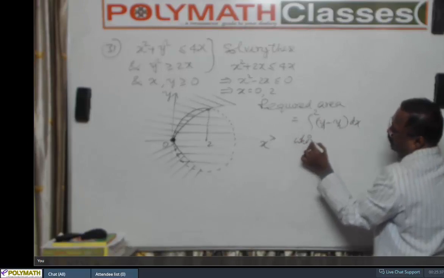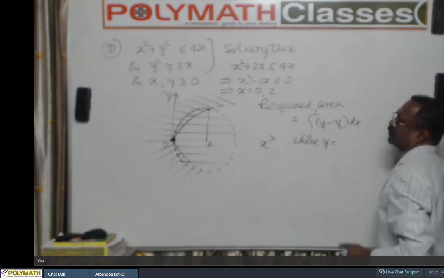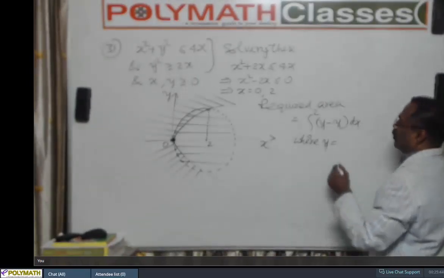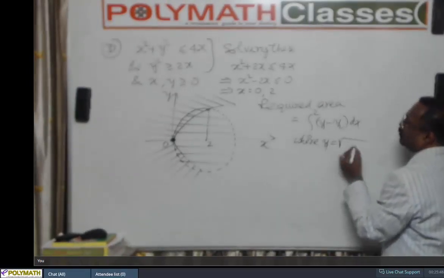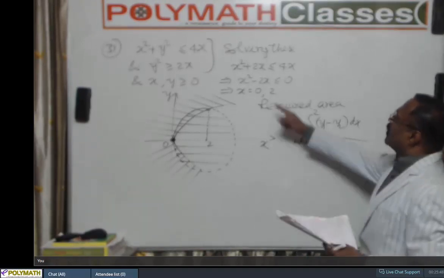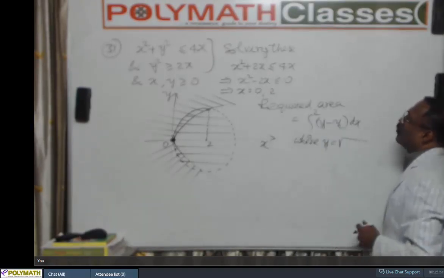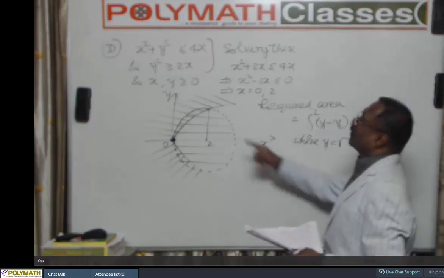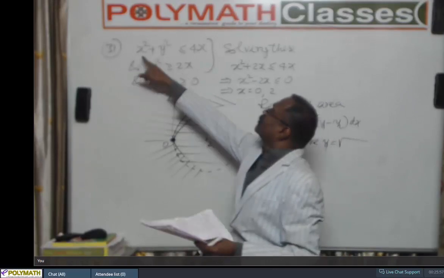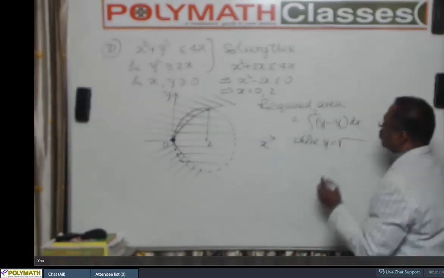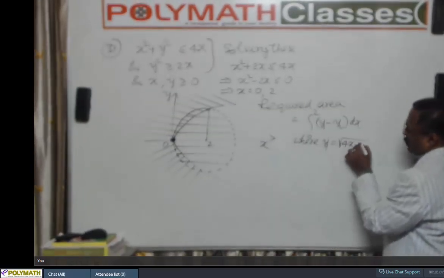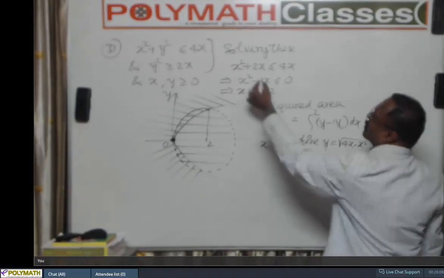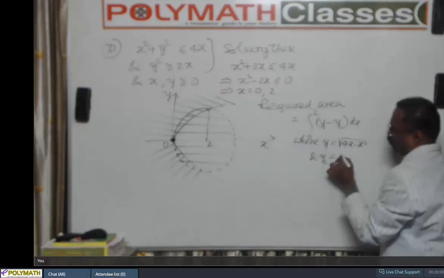where y1 is the upper curve, the circle here, so y1 is nothing but root over 4x − x². This is y², no? y² is 4x − x². So y1 is equal to √(4x − x²), and y2 is the second curve, it is √(2x).